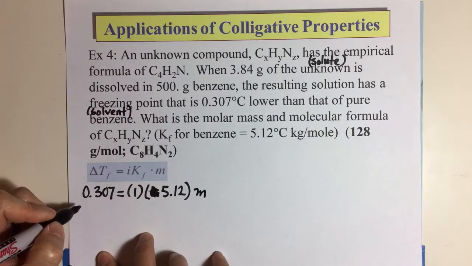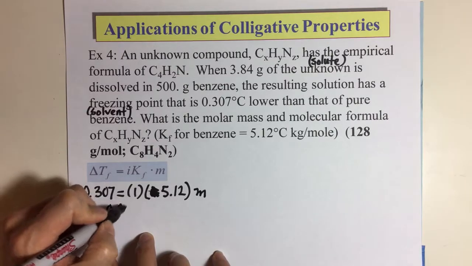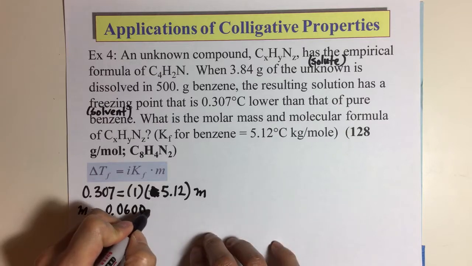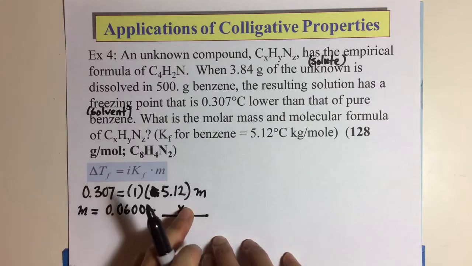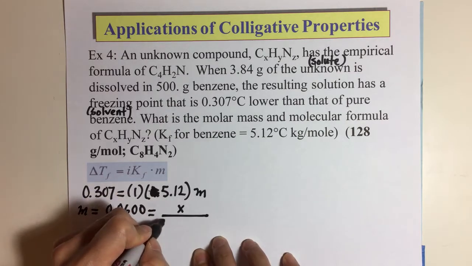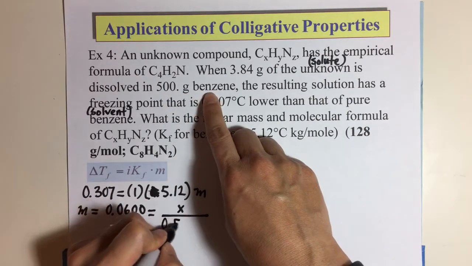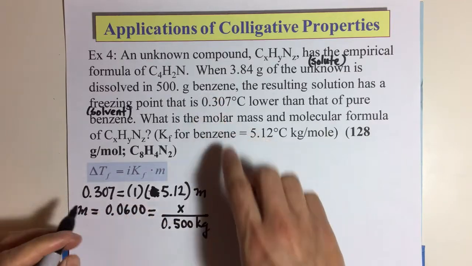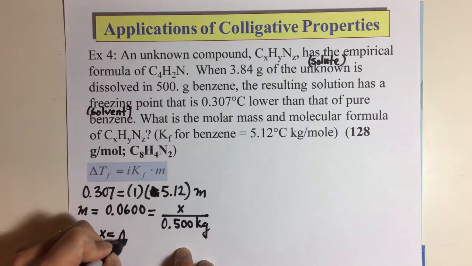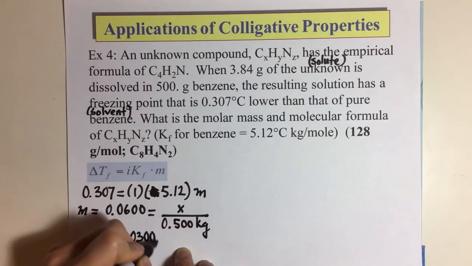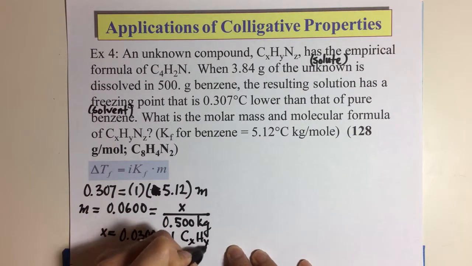And when you multiply these and divide, you get the molality to be 0.0600. And again, by definition, molality is the moles of the unknown over the kilograms of my solvent, which is 0.500 kilograms. Solving for x, you get 0.0300 moles of who? My unknown. And so I'm going to call my unknown CxHyNz.